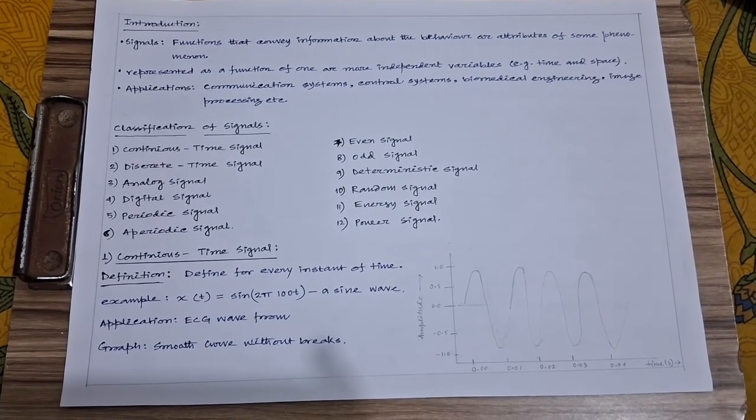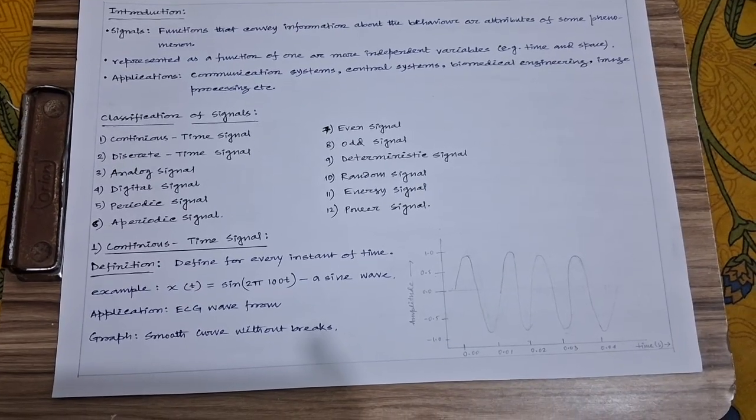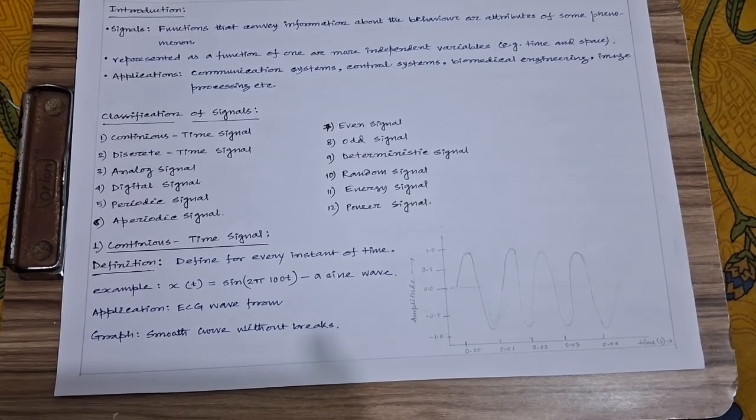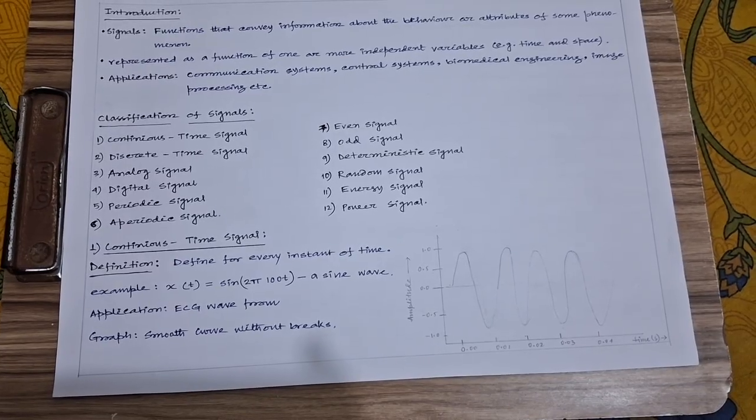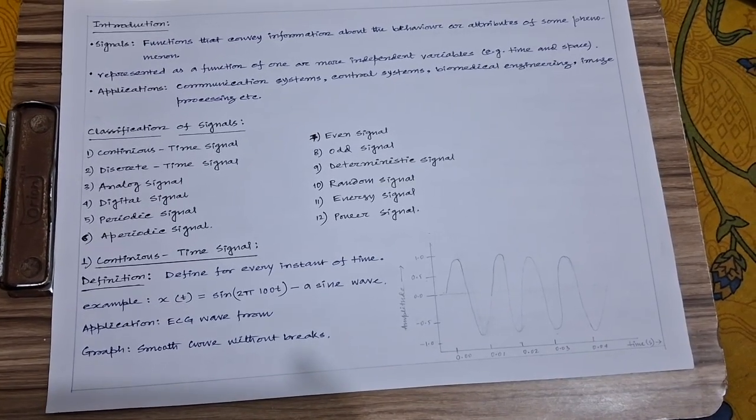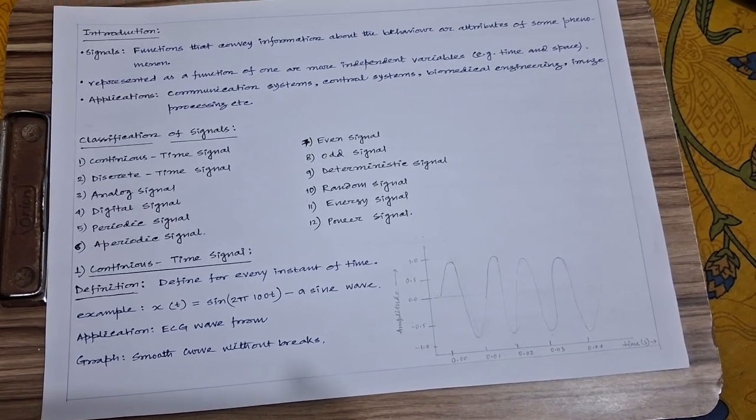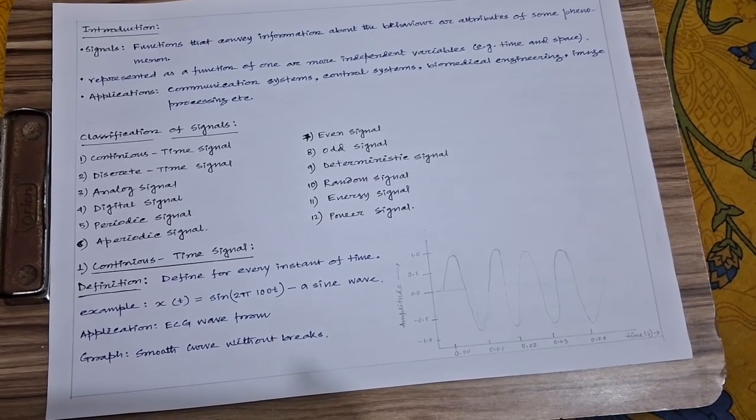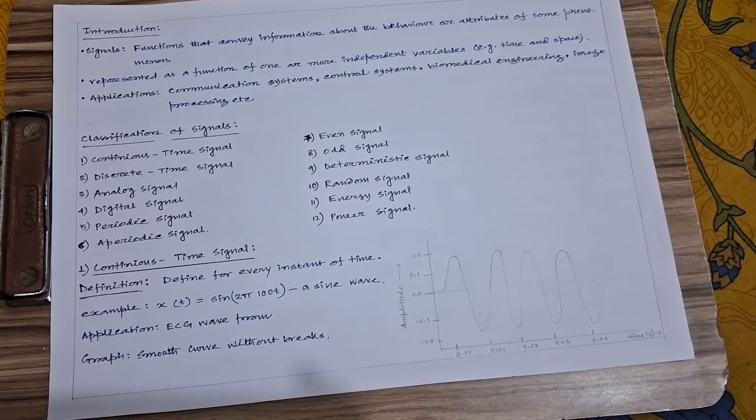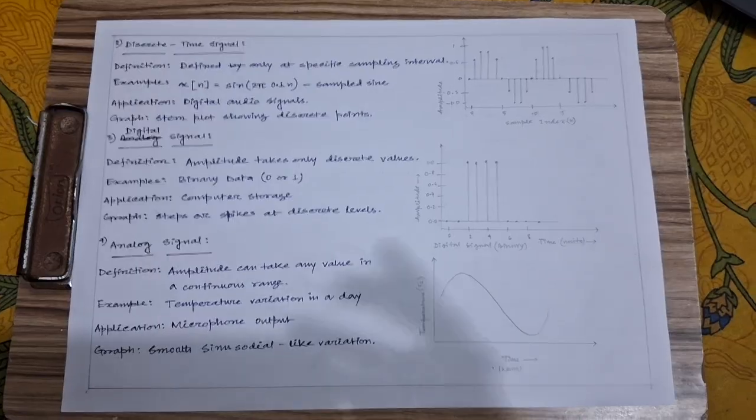Continuous time signal. Show sine wave graph. A continuous time signal is defined for every value of time. There are no gaps. It's a smooth curve. Example: x(t) = sin(2π·100t) is a sine wave. A real world example is an ECG signal from a heart monitor.